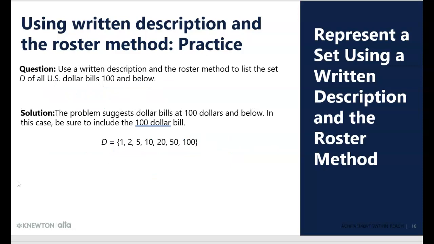All right, and another example. Now this one doesn't really use as much math, but it assumes some understanding of cultural literacy. Use a written description in the roster method to list the set D. So they're telling you to name the set D of all U.S. dollar bills, United States dollar bills, 100 and below. So the 100 and below means you're going to include the 100.